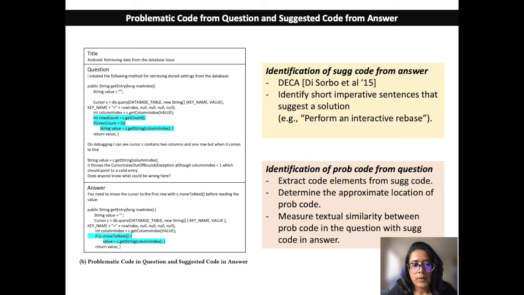Next, we identify problematic code from the question. First, we extract a list of code elements from the previously identified suggested code in the answer. Then, if one or more code elements found in the suggested code co-occur in the question code, we extract that specific line of code in the question as a potential problematic code. And finally, we measured the textual similarity between each line of approximate problematic code in the question with each line of suggested code in the answer.